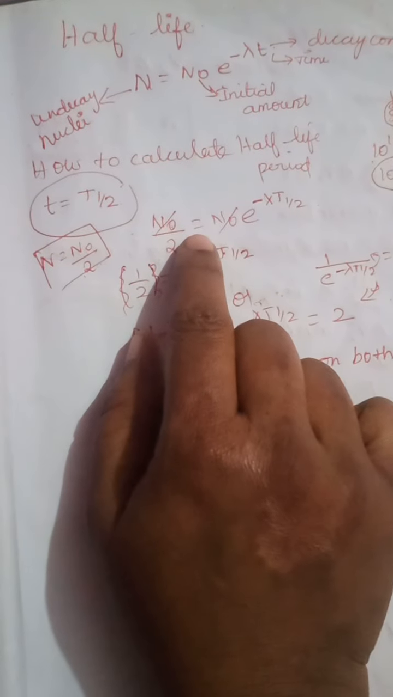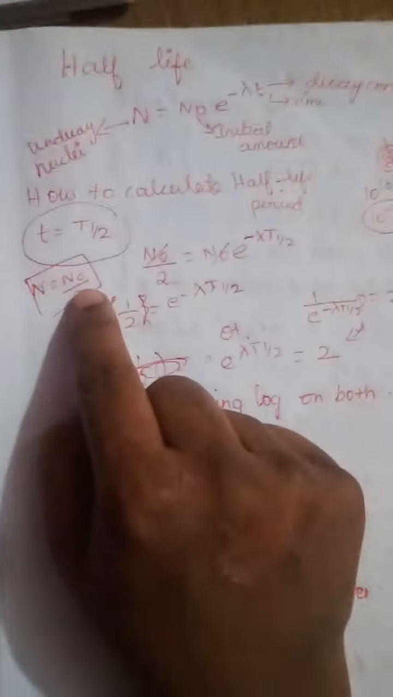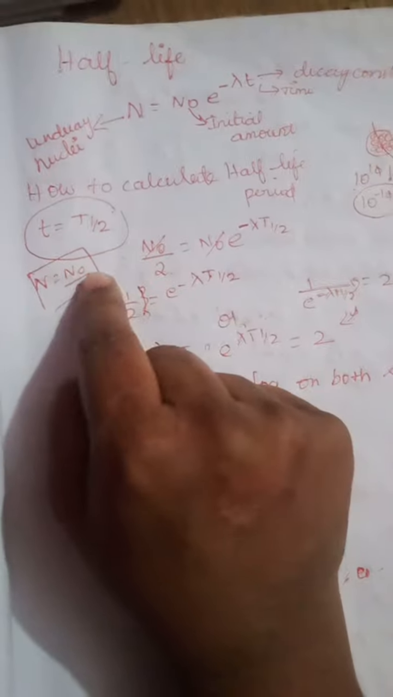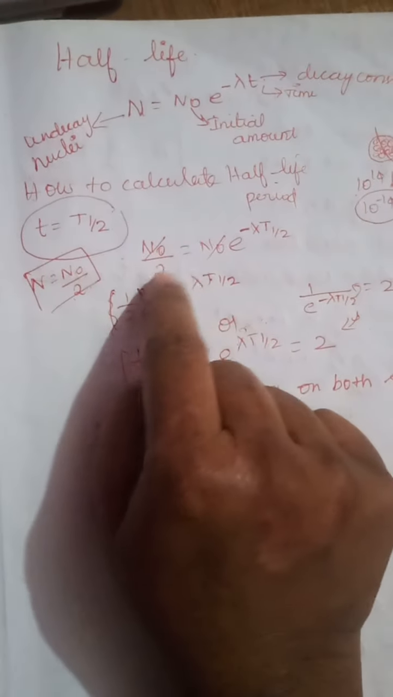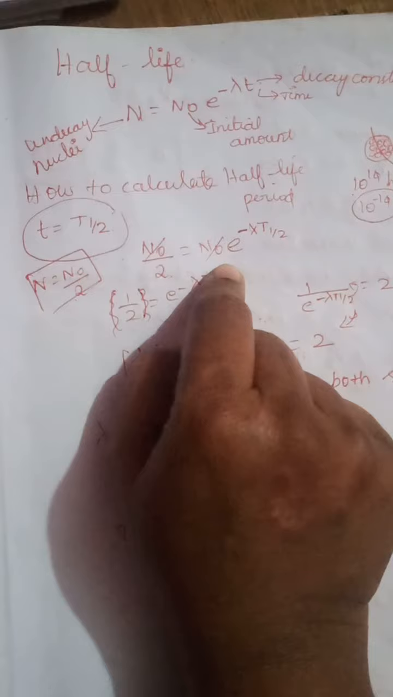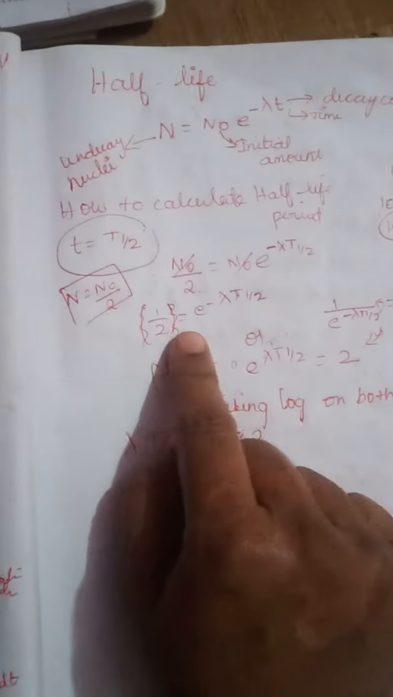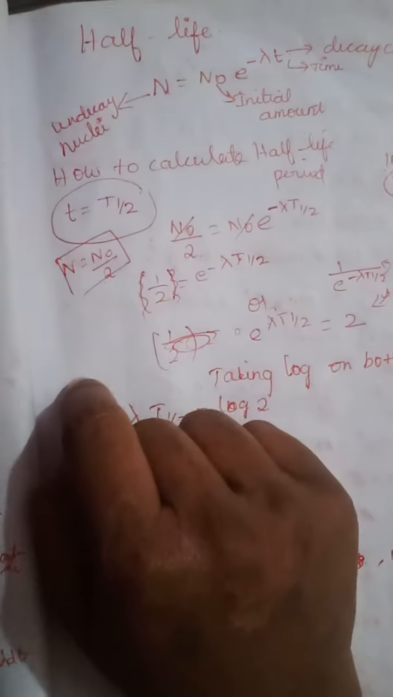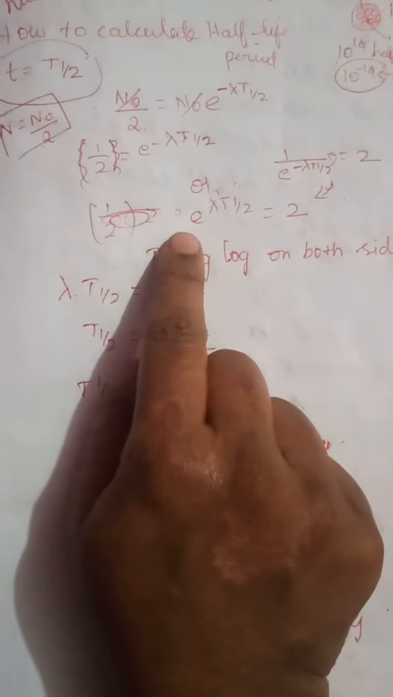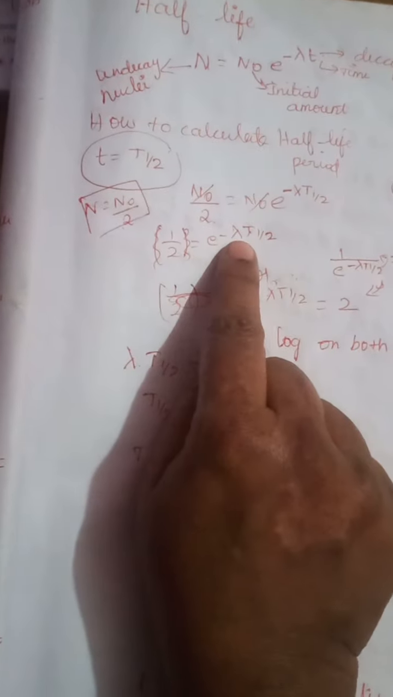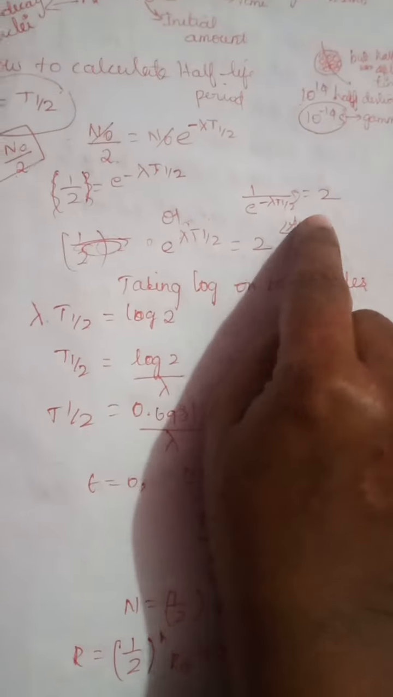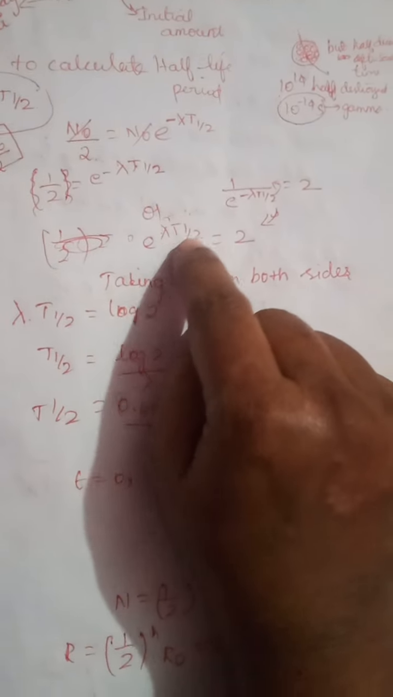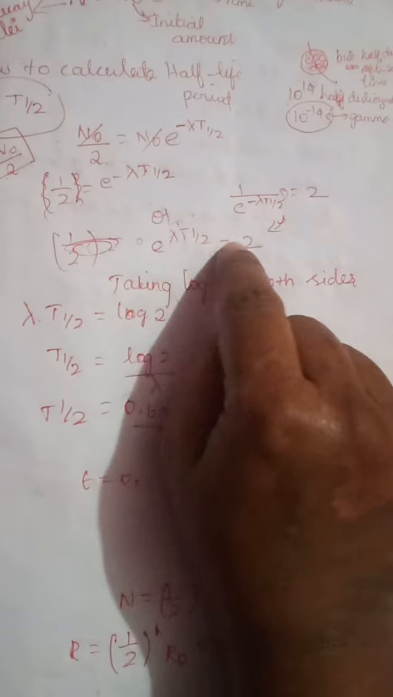Now we take this equation. In N, I am substituting N0 by 2, so N0 by 2 is equal to N0 e to the power minus lambda t1/2. When I cancel N0 and N0, 1 by 2 is equal to e to the power minus lambda t1/2. Now I change the equation by taking the 2 to this side and this to the other side, so e to the power lambda t1/2 is equal to 2.